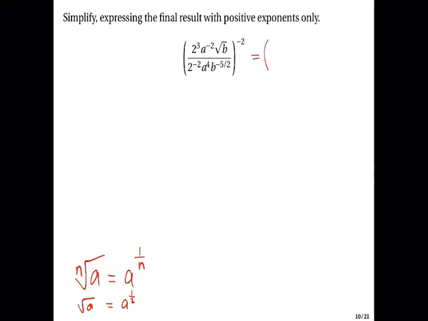So anyway, inside the parentheses, let us rewrite these. You will have 2 to the 3, a raised to negative 2, b raised to 1 half, over 2 raised to negative 2, a to the 4, b raised to negative 5 halves. And then everything raised to negative 2. So notice what only changed here is the expression square root of b. We change it to b raised to 1 half. And then next, we work inside the parentheses.